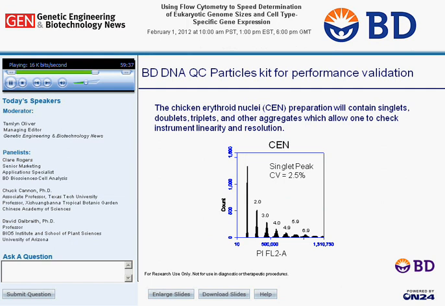So you can see in this instance we have a very nice CV on the first peak of 2.5%. And these cells tend to form aggregates, and so it allows you to look at the doublet, triplet, quadruplet, et cetera peak, see where they fall and check that your instrument is linear.